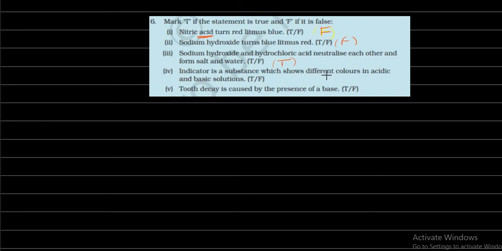Indicator is a substance which shows different colors in acidic and basic solutions. Yes, true. Tooth decay is caused by the presence of a base. False. It is caused by the presence of an acid released by the food that is there at the tooth. Because of that only it releases some acids and it leads to tooth decay.